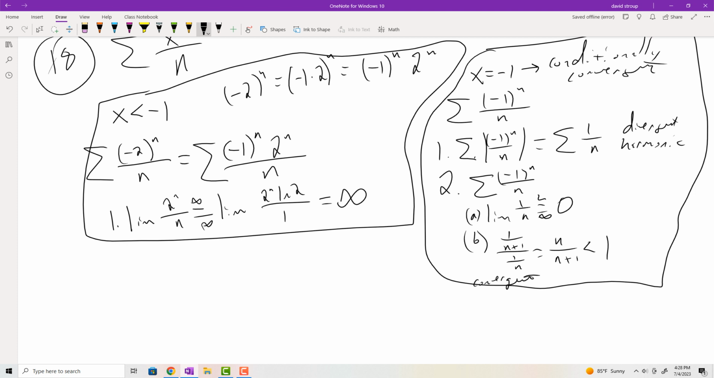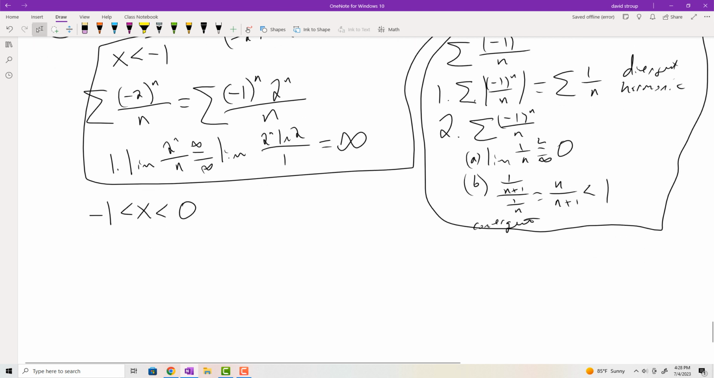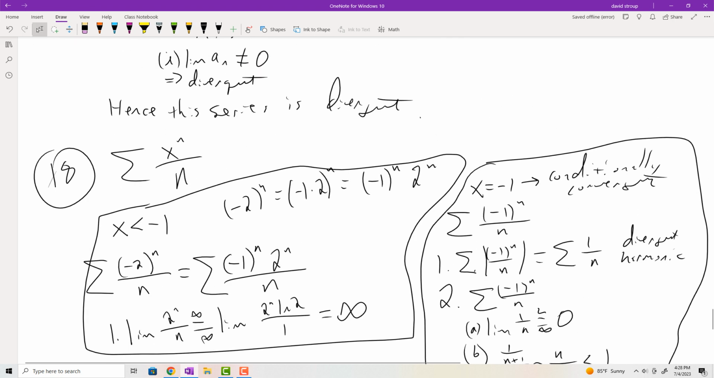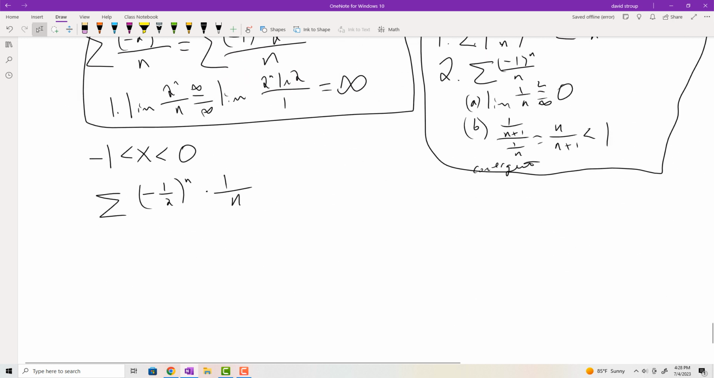So I'll consider x values in between -1 and 0. So I'll have things like (-1/2)^n times 1 over n. And of course, I'm taking this original as my form, right? So I'm putting -1/2 in for x, and then analyzing it. Okay. So what is this thing?